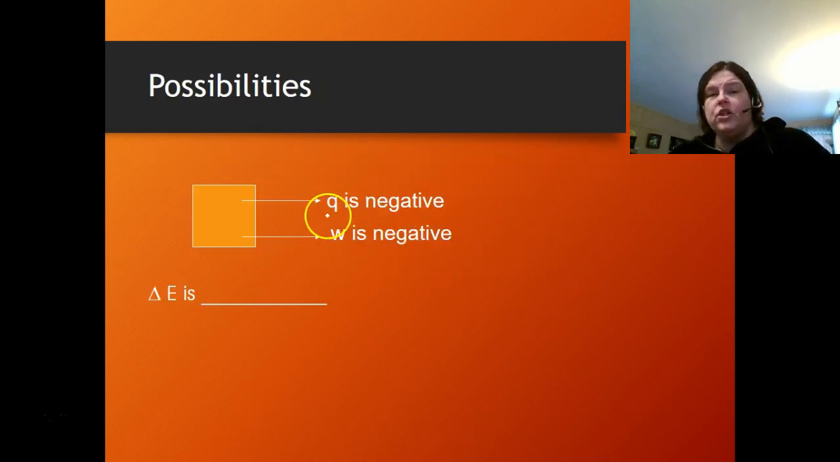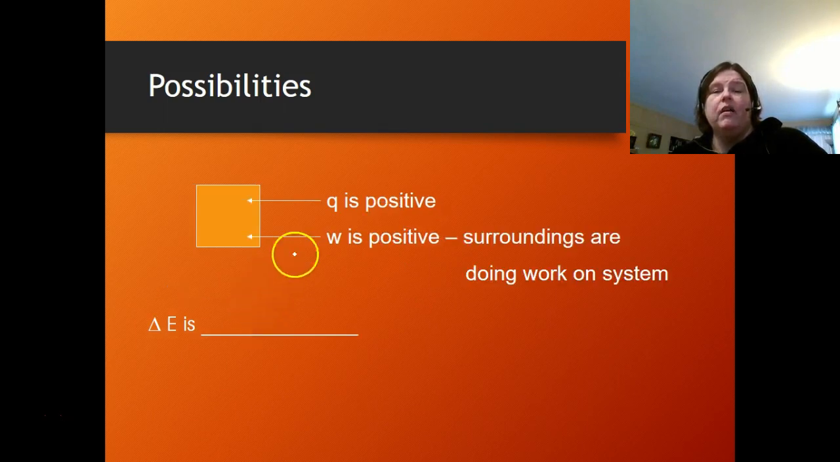So if we have the situation where Q is negative and W is negative, then delta E is going to be negative. That makes sense. If Q is positive going in and W is positive because the surroundings are doing work on the system, then delta E is going to be positive.